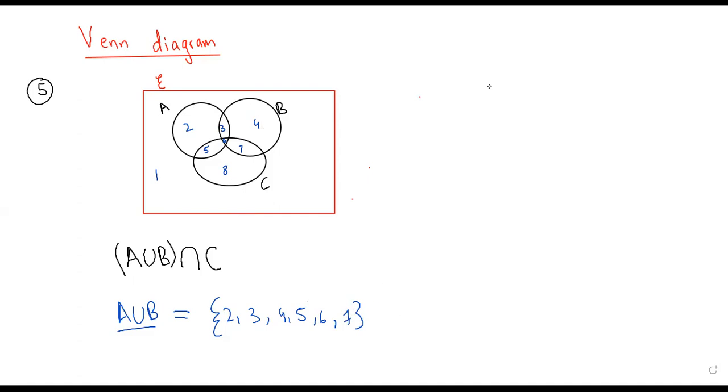C में मेरे पास कौन कौन से एलिमेंट्स हैं? Can anyone tell me? 5 6 7 and 8. Very good, excellent, ठीक है। अच्छा, now what is the question? The question is the intersection of this set and this set, ठीक है। तो I need to talk about the common elements. 5 and 5 is common, 6 and 6 common, 7 and 7 common. It means कि मैंने region 5, region 6 and region 7 को shade करना है, ठीक है। तो I would be shading this entire area. So this is going to be the shaded part.